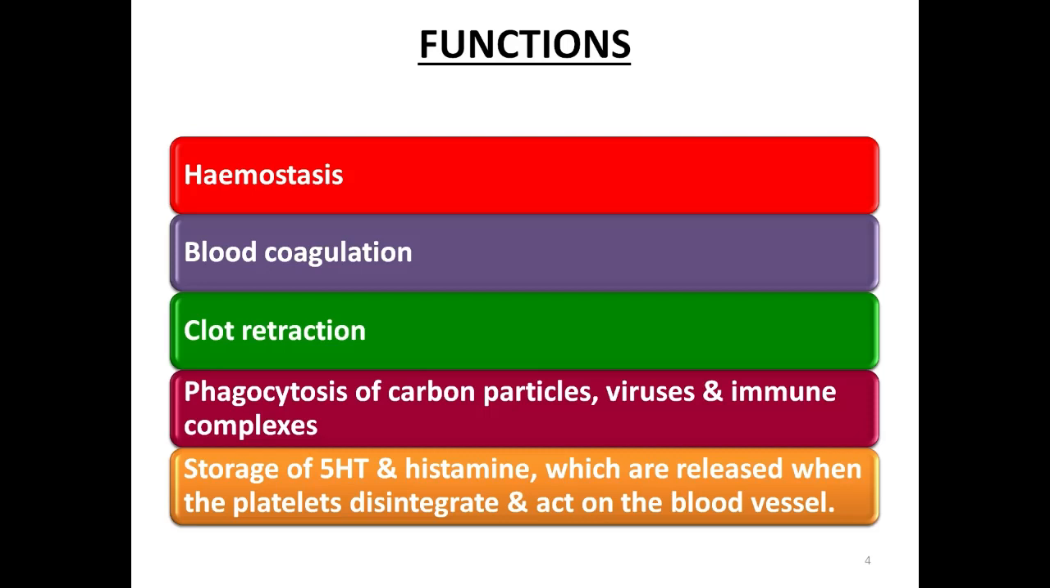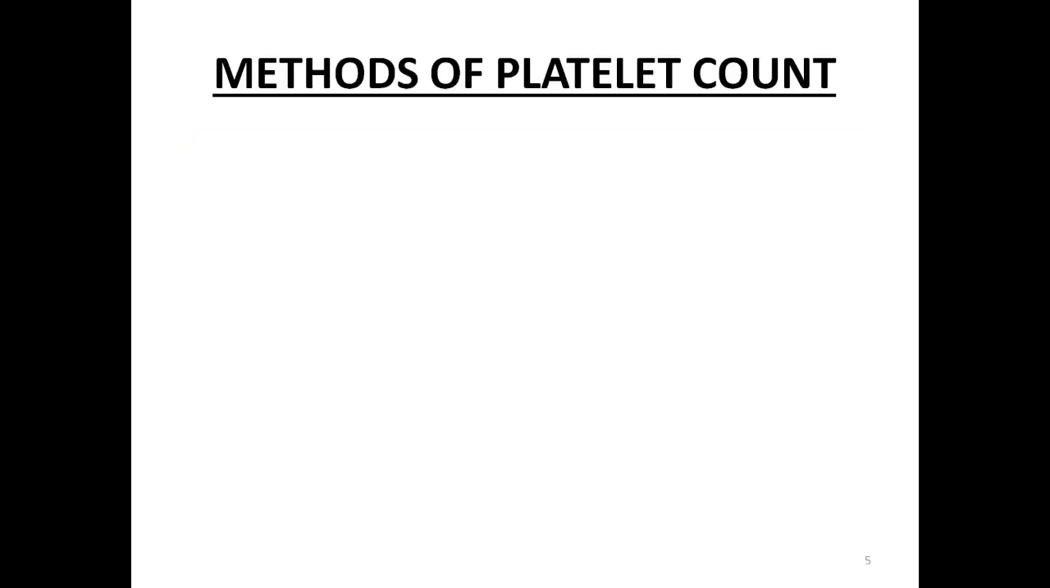Then there will be the storage of 5-hydroxytryptamine and histamine in platelets. 5-hydroxytryptamine is serotonin. These are the vasoconstrictors which get released when the platelets disintegrate and act on blood vessels. What are the methods of platelet count?